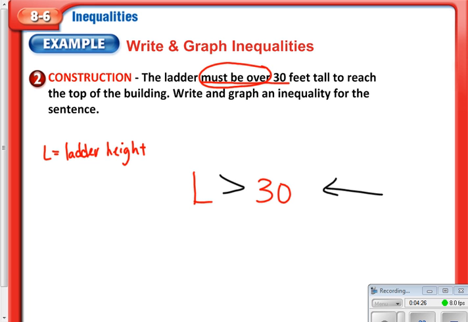Again, go ahead and graph. Here's 30, 31, and 29. L, your ladder height, has to be greater than 30. It's a greater than sign, therefore it is an open circle, and the values to the right would be greater than 30.